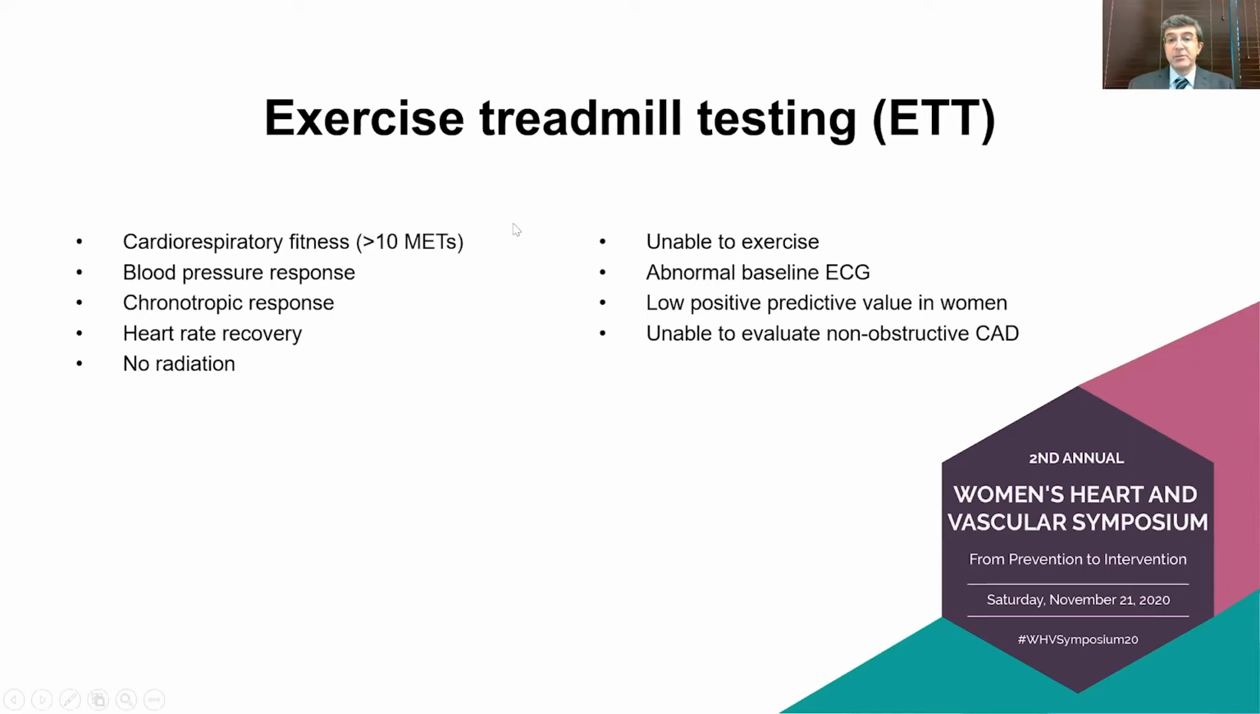For example, for the exercise treadmill stress test, we know that it will give us a lot of information about cardiovascular fitness, blood pressure response, chronotropic response, and heart rate recovery, and it doesn't have any radiation, so all positive findings. However, if the patient is not able to exercise, or if they have a baseline abnormal EKG and ST depression, those are problems for doing exercise stress tests. We know that in women especially, it has very low positive predictive value. And also, it will not give us any information about non-obstructive coronary artery disease.